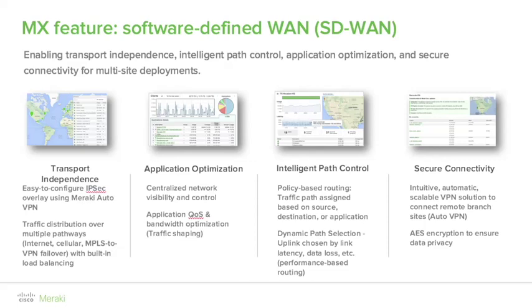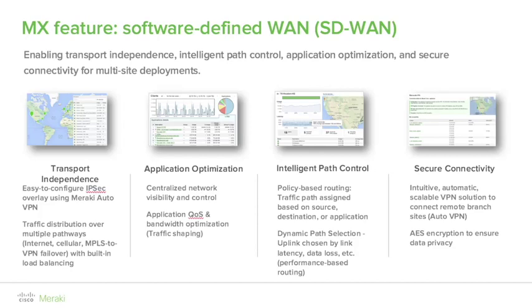MX feature: software-defined WAN. So how do we go about implementing this? SD-WAN completely abstracts the transport away from the service, giving complete transport independence. We do this by using our AutoVPN functionality. As long as there is IP reachability, AutoVPN will build the IPsec overlay tunnels.